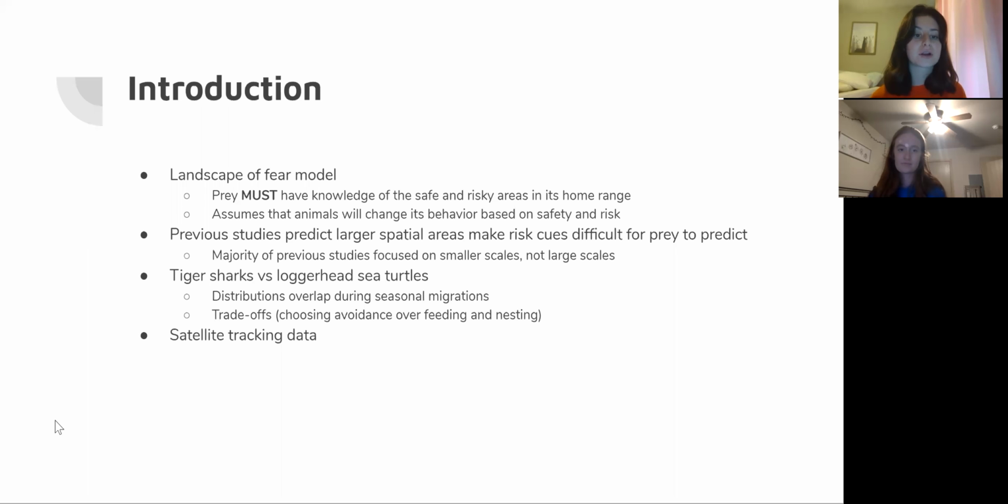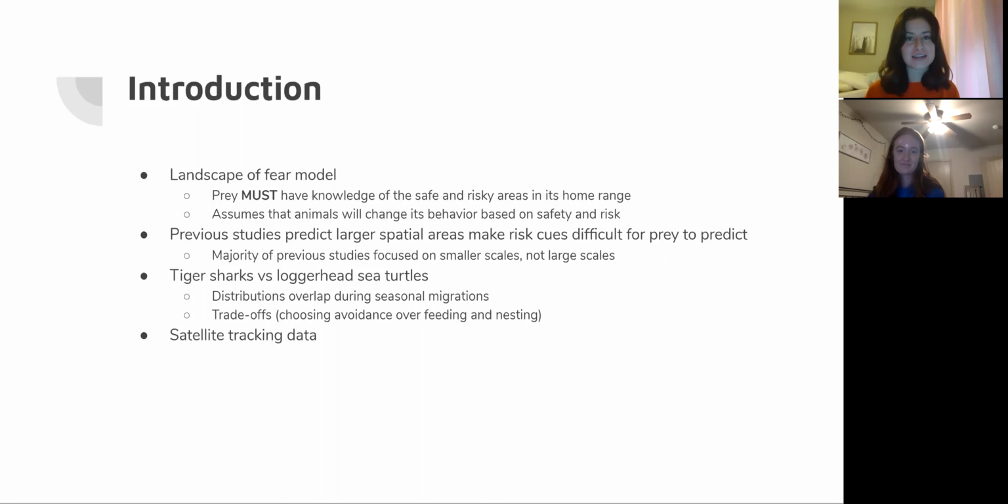So in order to understand this paper, you need to understand the landscape of fear model. The landscape of fear model is essentially saying that prey must have a knowledge of the safe and risky areas within their home range. And it's assuming that these prey are also going to change their behavior based on how safe or risky the environment is.